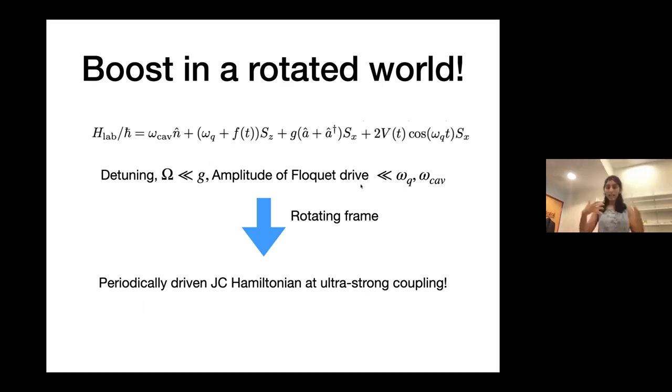Now, in an organization of the energy scales, which is what you'd call strong coupling, this is still not necessarily easy in cavity QED, but I think it is now pretty routine in circuit QED, superconducting qubit architectures. In a rotating frame, this realizes the Hamiltonian that we want, a periodically driven Jaynes-Cummings Hamiltonian at ultra-strong coupling. So that's really good news, because it says that we can realize this Hamiltonian in a rotating frame.